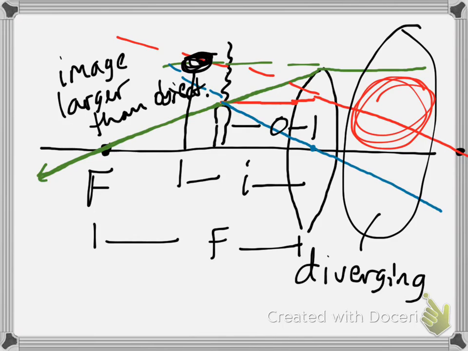Right? So here's where you get your magnifying glass. If you hold your magnifying glass up to a page such that the page is within the focal length, then the words will appear larger. All right? So that's what's going on.